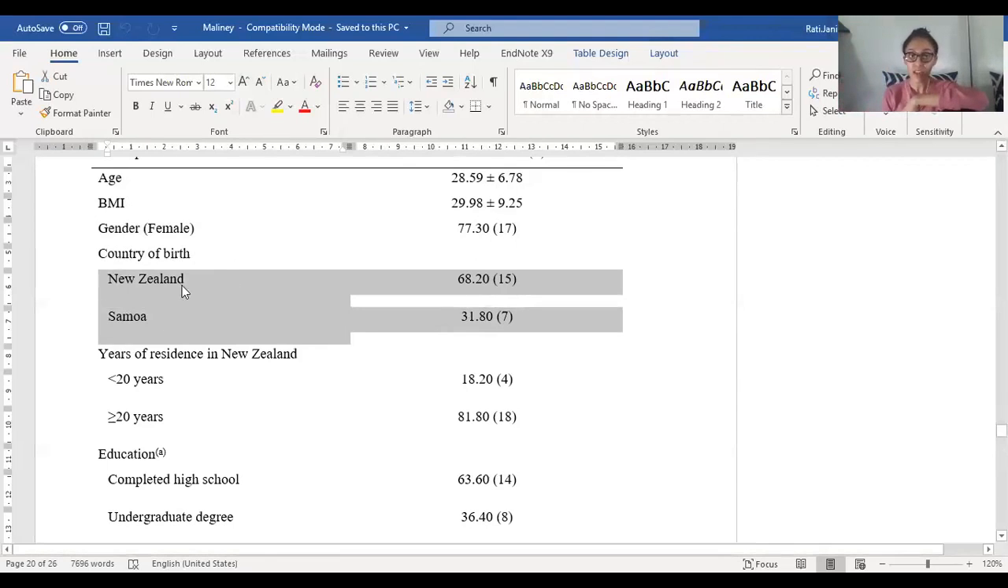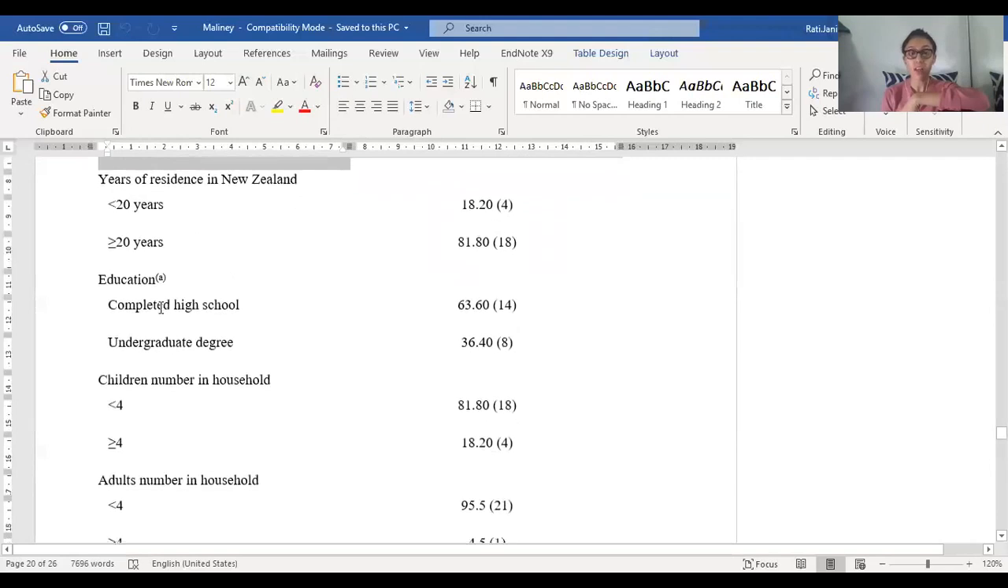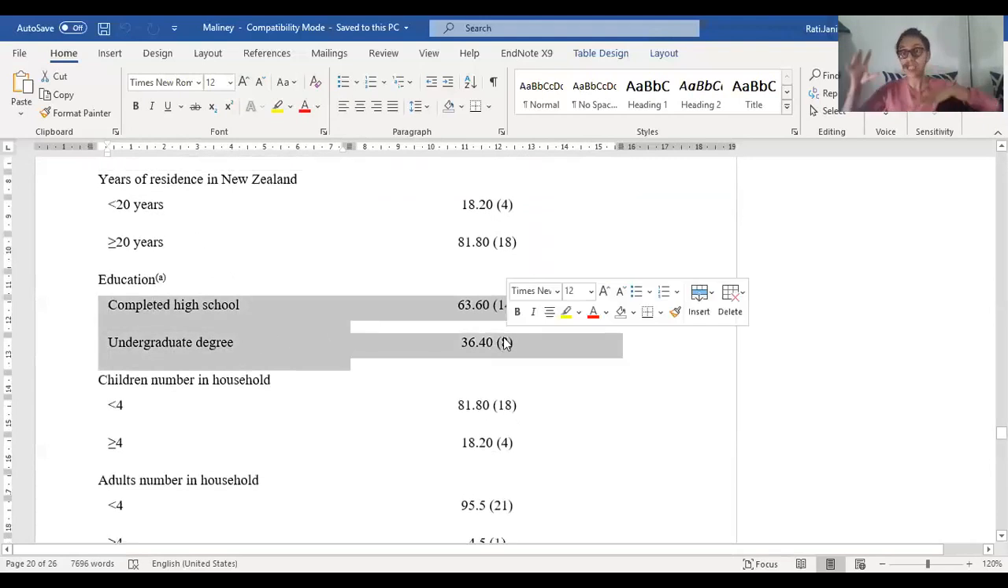Okay, so that's why they just have 2 country of births. They don't have 6 items for it. Similarly, residing in New Zealand, education, if you see, then in their questionnaire, they had 6 options for education. But then they summarized this data into 2 options, which is completed high school and undergraduate degree, because all of their participants just had data for these 2 things.